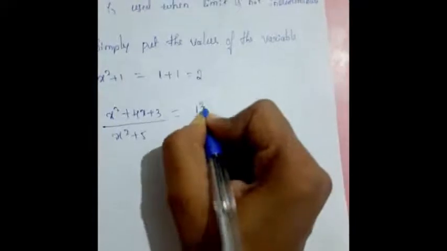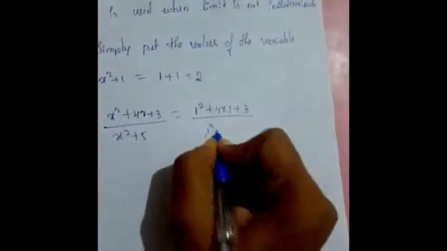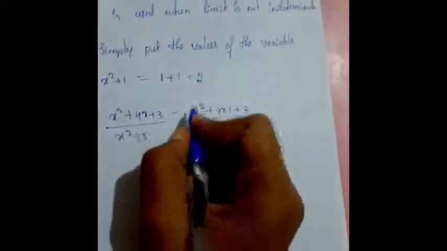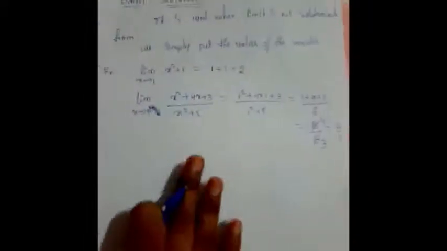That's it. x square means 1 square, plus 4 into 1 plus 3, whole divided by 1 square plus 5. Please don't write the limit. Next, 1 plus 4 plus 3 divided by 1 plus 5, which is 6. You will get 8 by 6, which is nothing but 4 by 3. Again, you got a finite value as the final answer.